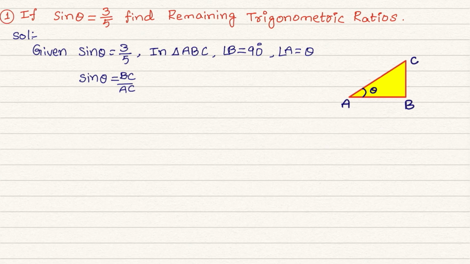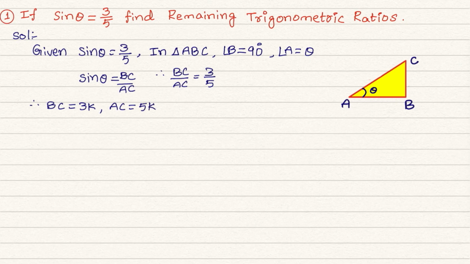Here in triangle ABC we wrote sin theta is equal to BC by AC. So from these two we can write BC by AC is equal to 3 by 5. So from this we can write BC is equal to 3K and AC is equal to 5K.